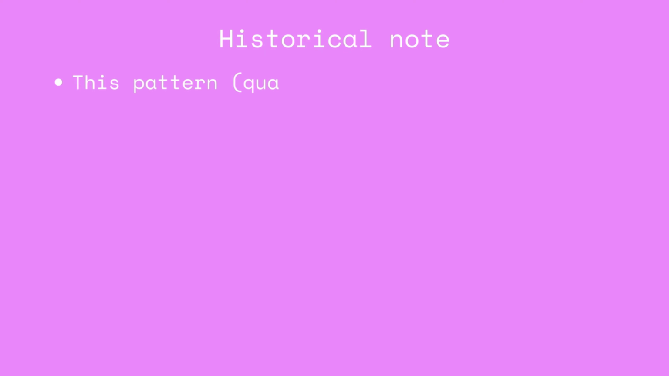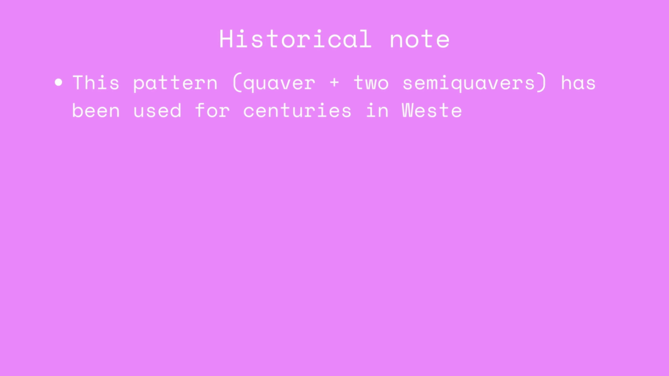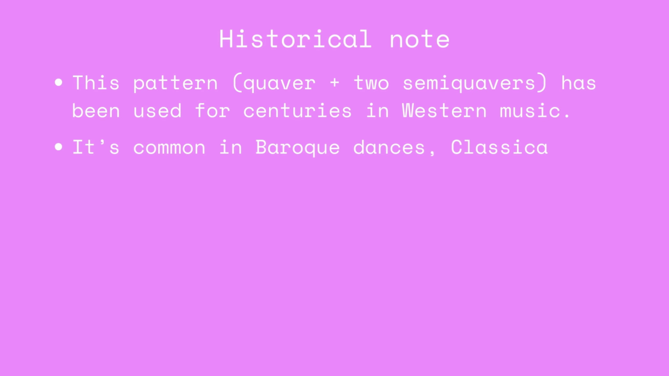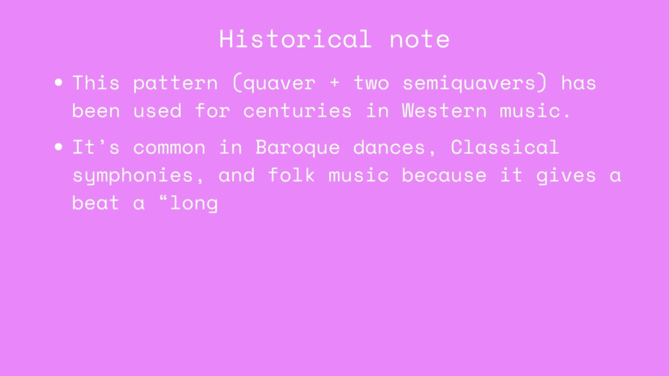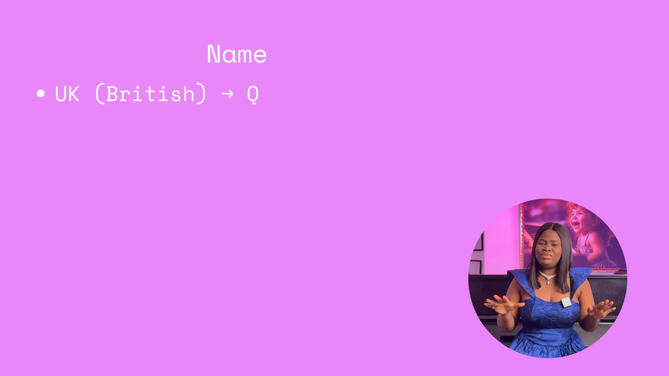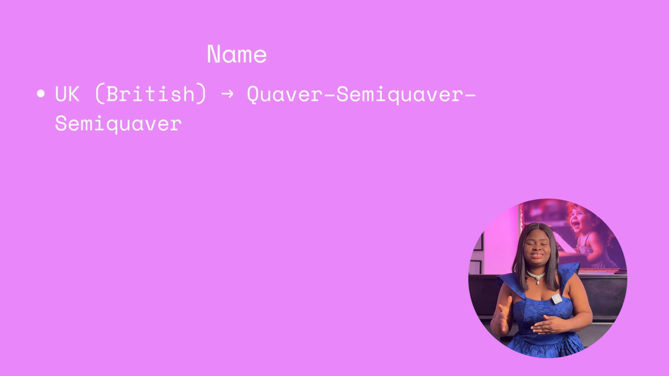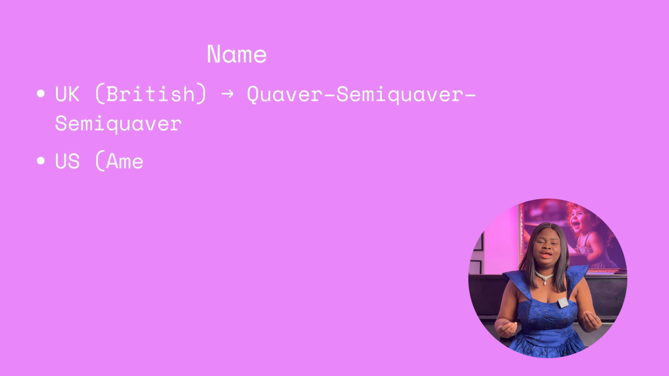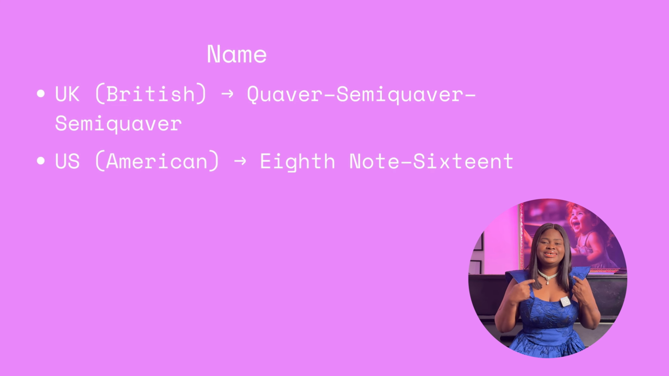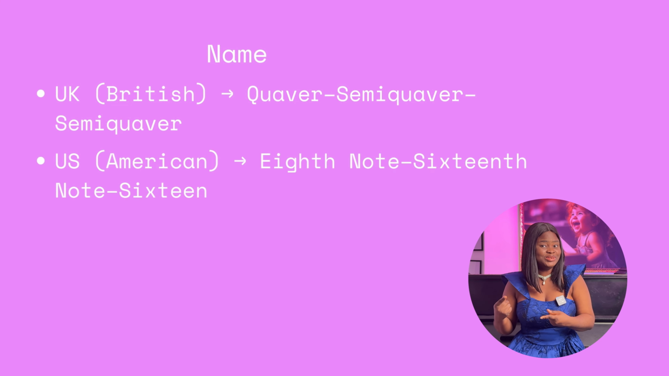This pattern, quaver plus 2 semiquavers, has been used for centuries in Western music. It is common in Baroque dances, classical symphonies, and folk music because it gives a beat a long, short bounce. The British or UK name is quaver, semiquaver, right? While the American or US name is 8th notes and 16th notes.